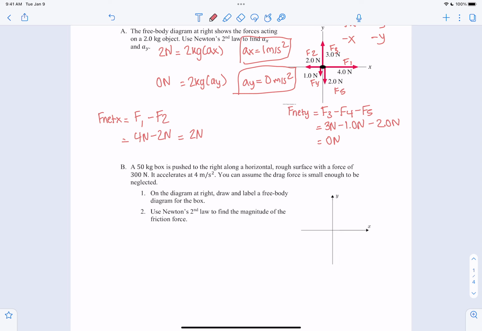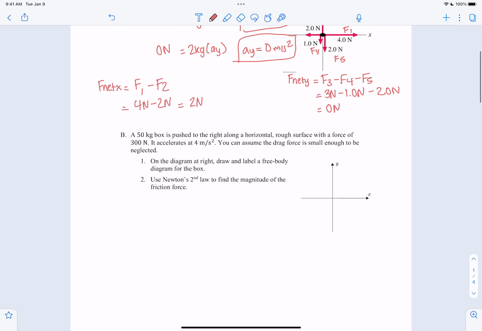So we have part B here. It says you have a 50 kilogram box that is pushed to the right along a horizontal rough surface with a force of 300 newtons. It accelerates at 4 meters per second squared, and you can assume the drag force is small enough to be neglected.